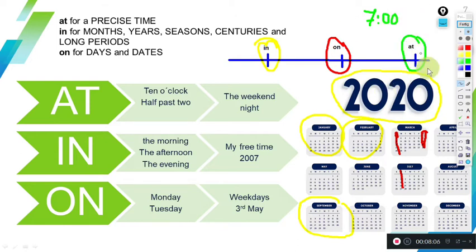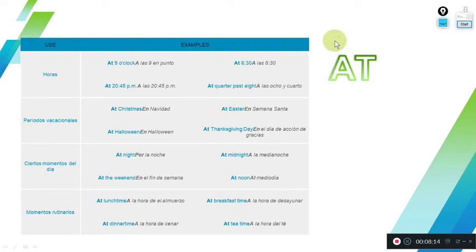At night. At midnight. At bedtime, etc. Ok? Continuemos. So in this case, we're gonna use at for hours. For example, at 9 o'clock, at 6:30, at 8:15, and also with periods of occasion, for example, at Christmas, at Halloween, at Easter, at Thanksgiving Day, and also with moments of the day, for example, at midnight, at noon, at the weekend, at night.